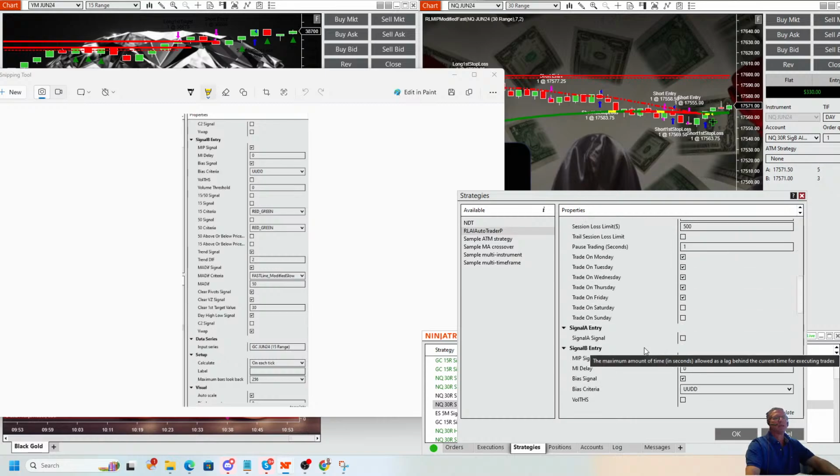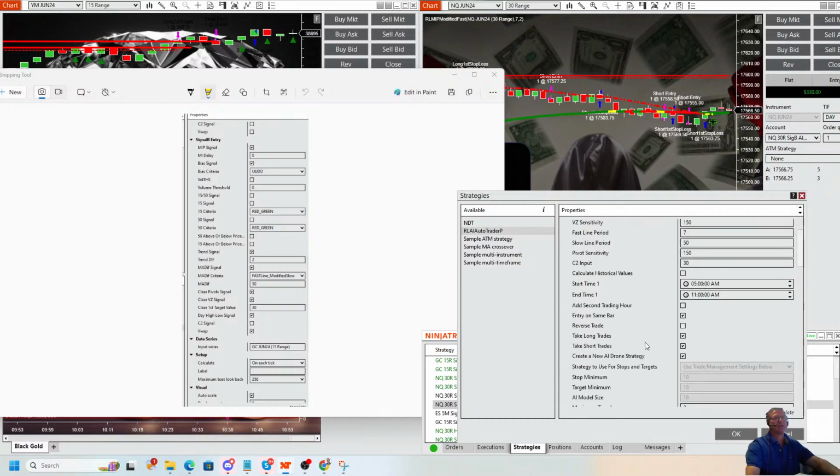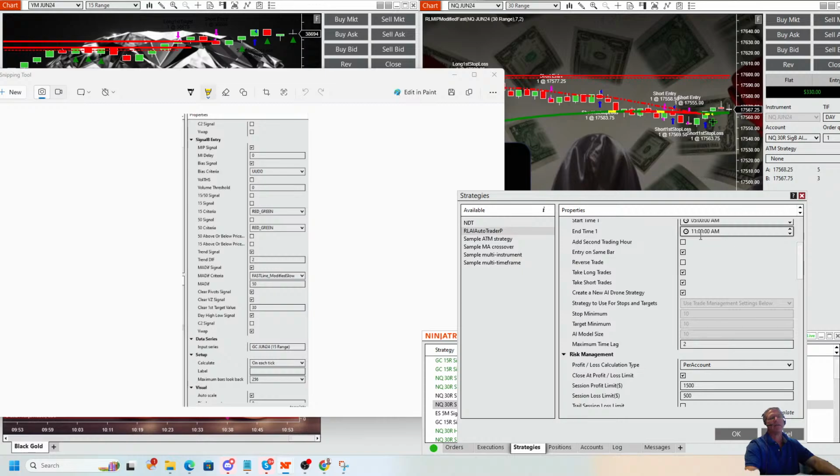I'll make sure my signal A is off, which it is, and I've got it in my sim account. It's going to run till 11. It's almost up now.